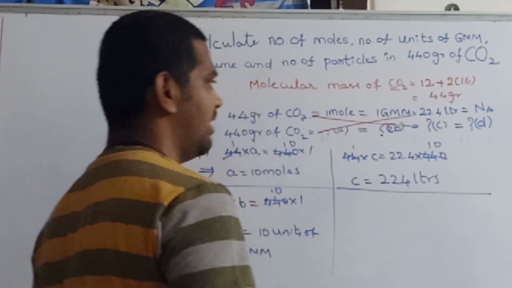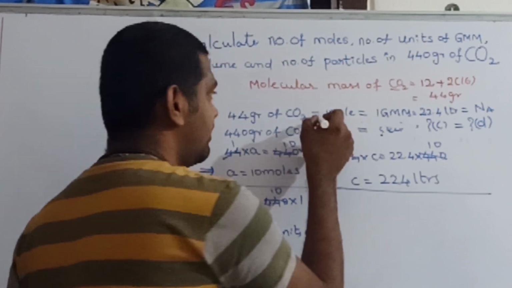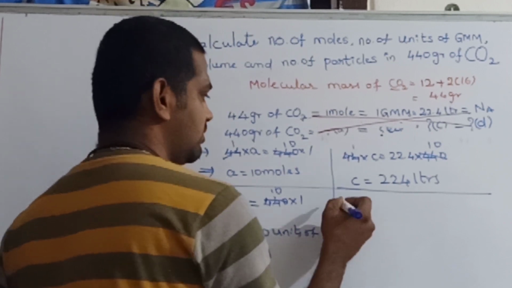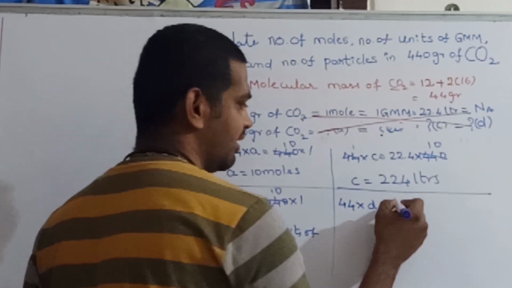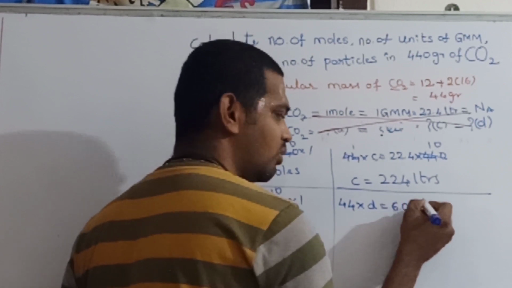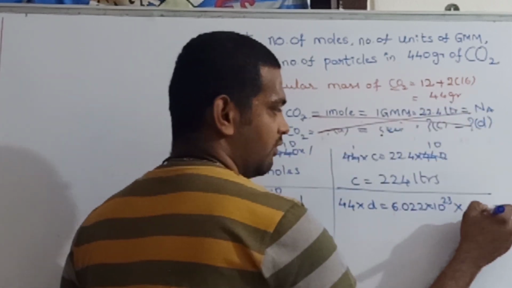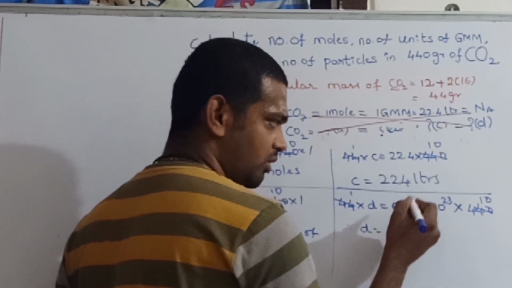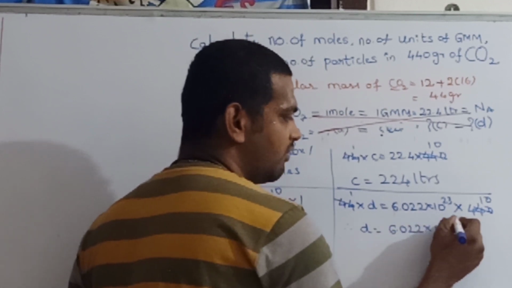In the fourth step, I am going to do cross multiplication between the gram parameters and the Avogadro number parameters. So in this step, you get 44 into D is equal to Na. Instead of Na, I will write Avogadro number. What is Avogadro number? 6.022 into 10 to the power of 23, into 440. 44 ones are 44, 44 tens are 440. Therefore, D is equal to 6.022 into 10 to the power of 23 multiplied by 10. So you will get 6.022 into 10 to the power of 24.